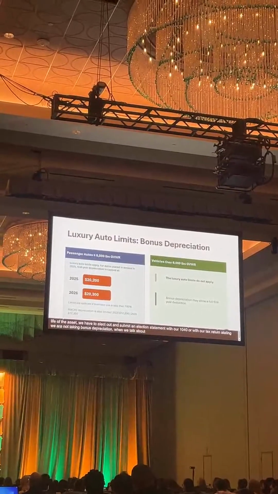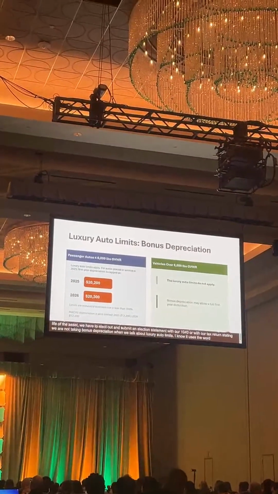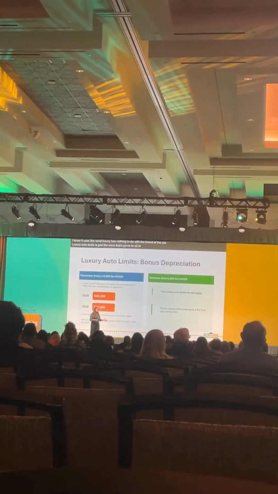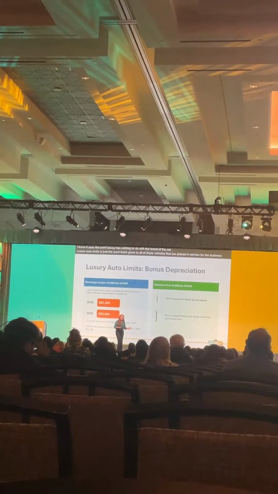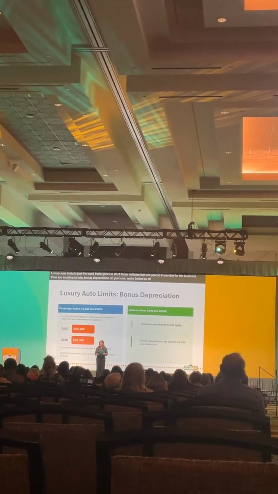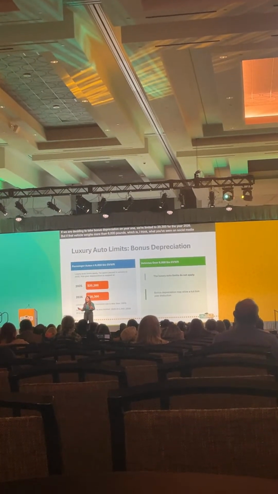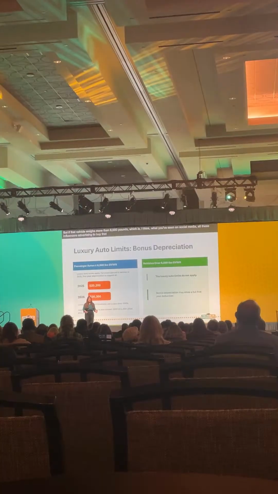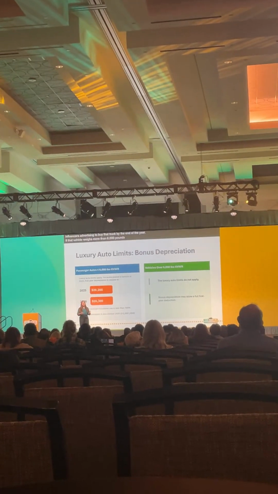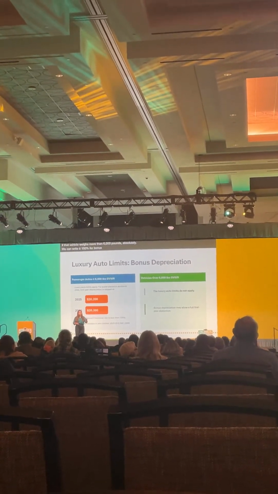When we talk about luxury auto limits, I know it uses the word luxury, but it has nothing to do with the brand of the car. Luxury auto limits is just the term given to all of these vehicles that are placed in service for the business. If we are deciding to take bonus depreciation on year 1, we're limited to $20,300 for the year 2026. But if that vehicle weighs more than 6,000 pounds, which is what you've seen on social media, all these influencers advertising to buy that truck by the end of the year, absolutely, we can write it off 100% for bonus up to $20,300 for the year 2026.